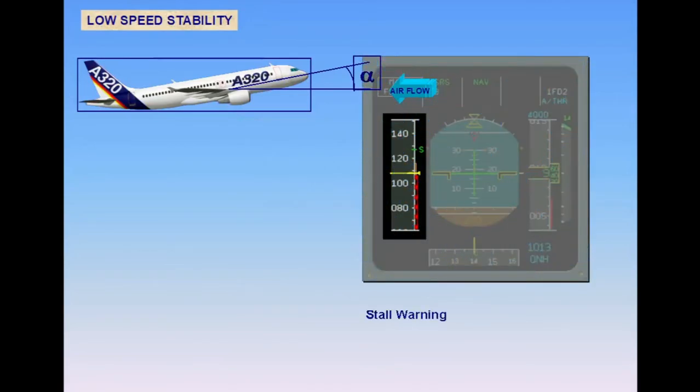In alternate law, the high angle of attack protection, AOA, is replaced by stall warning. Low speed stability may or may not exist, depending on the failure. V alpha protection and V alpha max are replaced by a stall warning speed, VSW, indicated by a red and black barber pole.